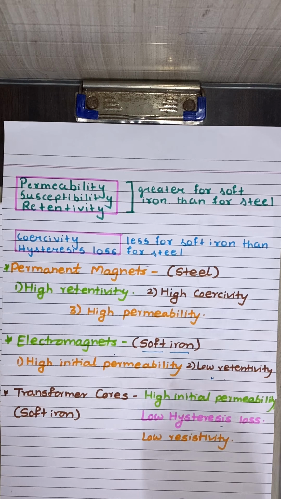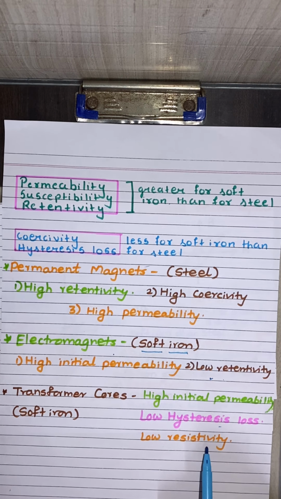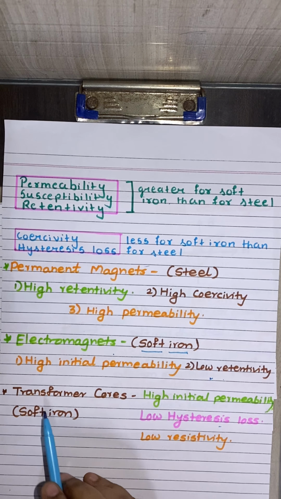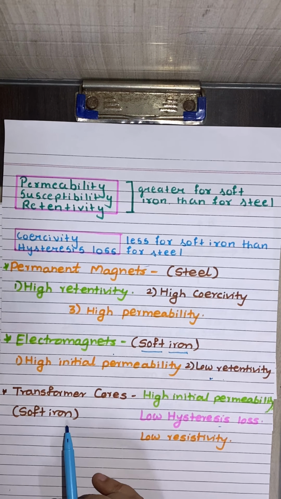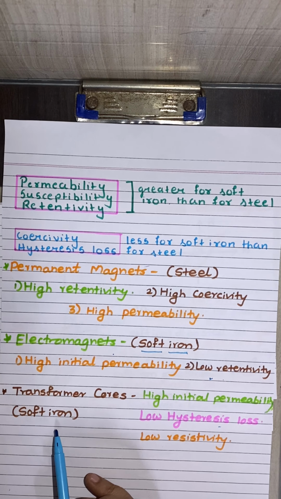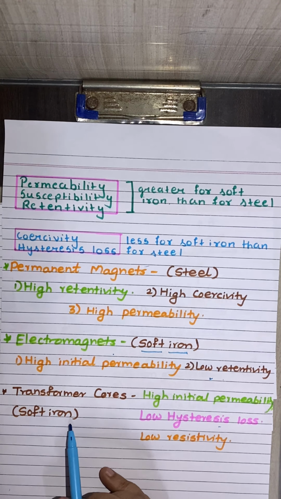And the next one is low resistivity. Why low resistivity? Obviously to reduce the losses due to eddy currents. We will study the eddy current concept again in the electromagnetic induction chapter. Transformer cores are preferably made of soft iron. Soft iron is used for transformer cores as well as telephone diaphragms.